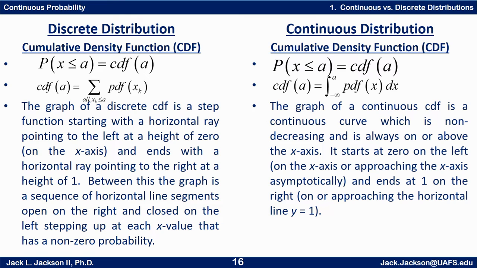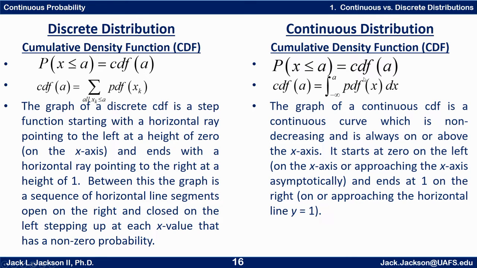Now, let's talk a little bit more about the CDF, or cumulative distribution function. The probability that X is less than or equal to a is the value of the CDF at a in the discrete case. Exactly the same thing happens in the continuous case, so this transfers with no problem. The CDF at a is summing up the PDF of X for all the x's that are less than or equal to a.